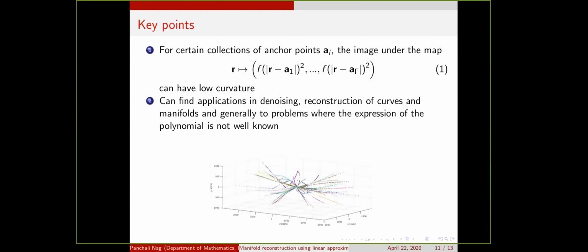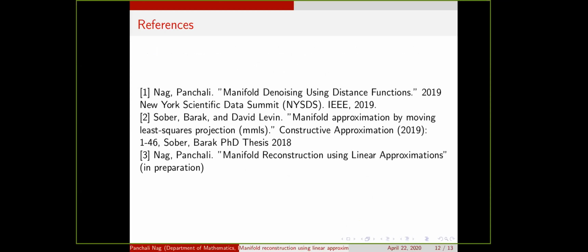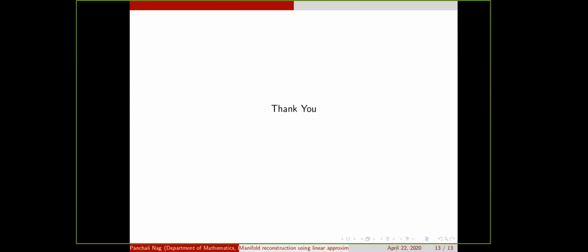And this is the same strategy we applied to construct these trajectories. We did not apply MMLS here, but a simple linear sampling to get the interpolation. So the references for this work: the announcement of this work has been in this conference paper. The second one is the thesis of Barak Sober, which talks about MMLS. And the third one, which should be soon on arXiv, describes the theorems that are proved in order to establish this machinery. And I thank you very much for your attention.